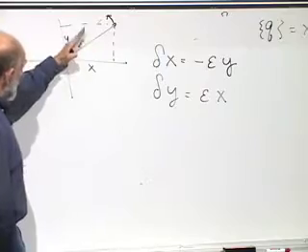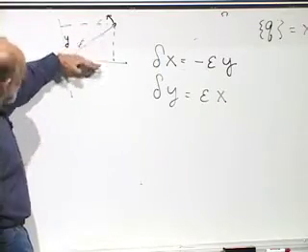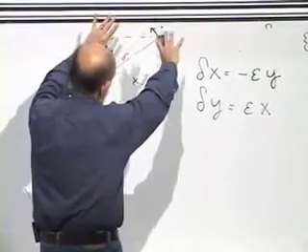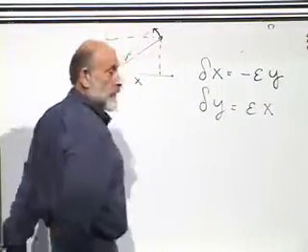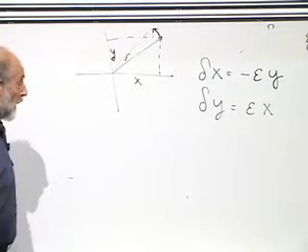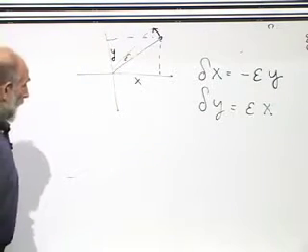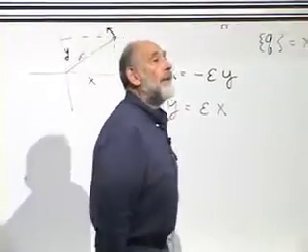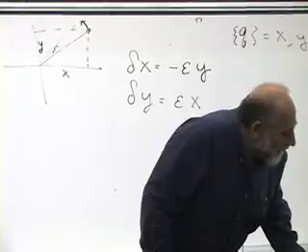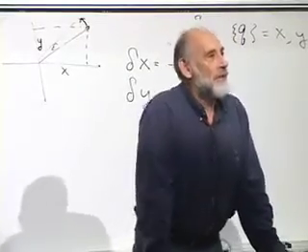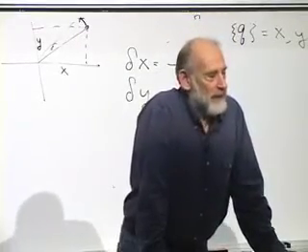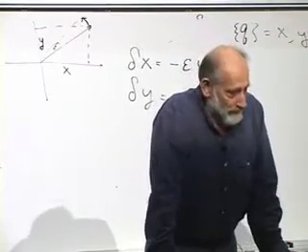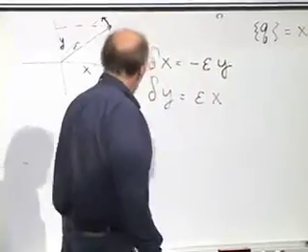If epsilon is a positive number, then it corresponds to a rotation of the system counterclockwise. If epsilon is negative, it corresponds to a rotation of the system clockwise. Okay, so epsilon has to be what? In radians? Yeah, epsilon is measured in radians. Not in degrees. Epsilon in radians.